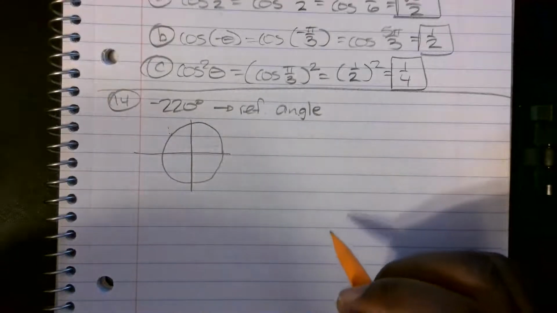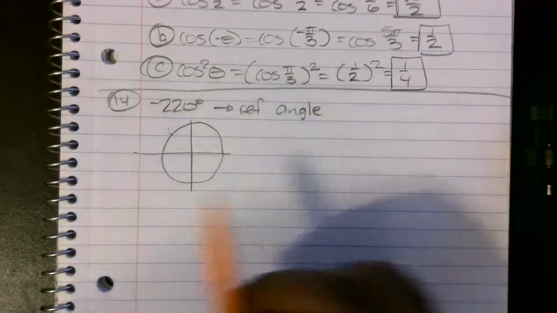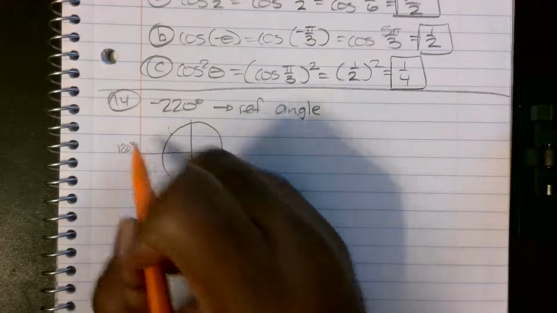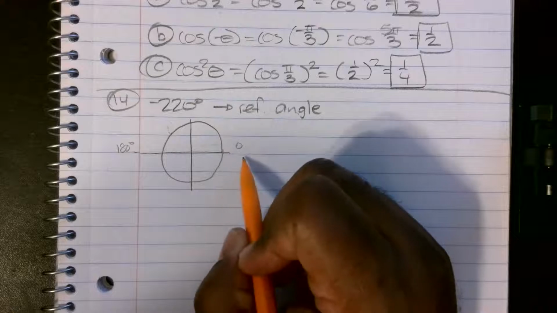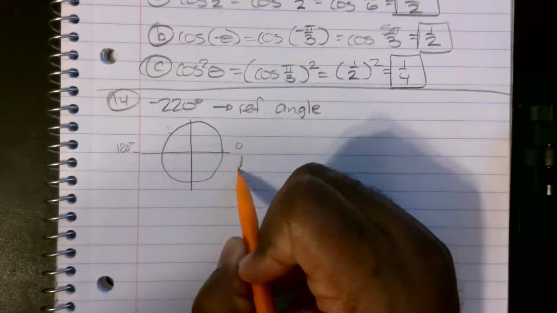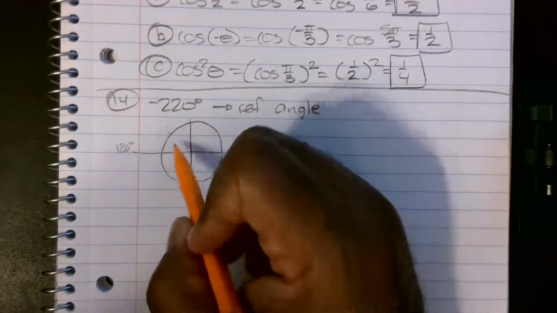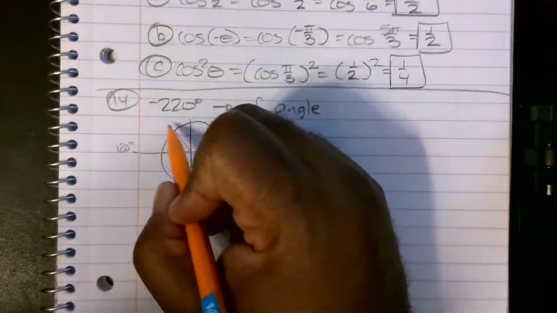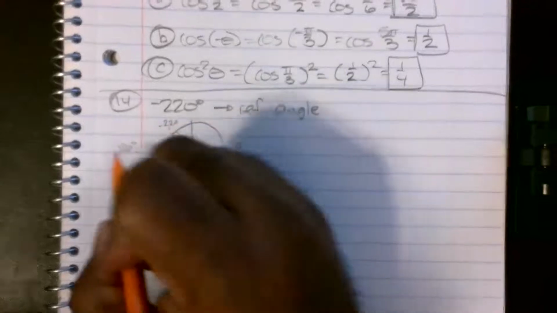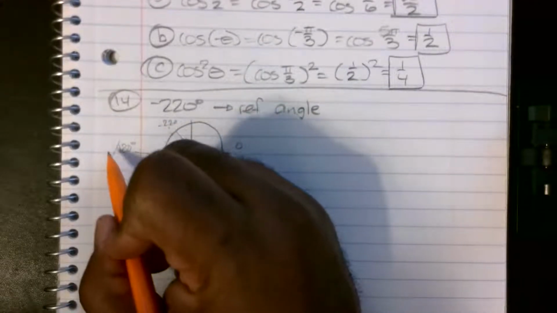If I were to sketch a unit circle here, you know that 180 degrees, positive or negative, is halfway. So if we're going negative 220 degrees, we are rotating this way, and that'll be somewhere like here. That's 180, and it's also negative 180.